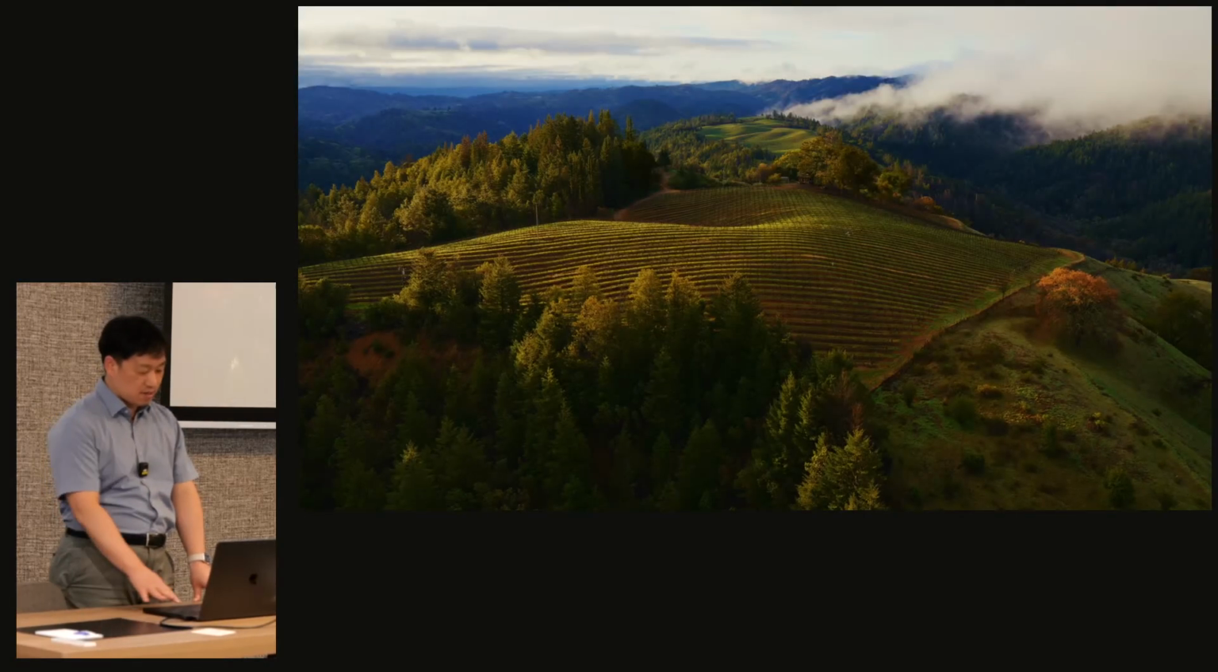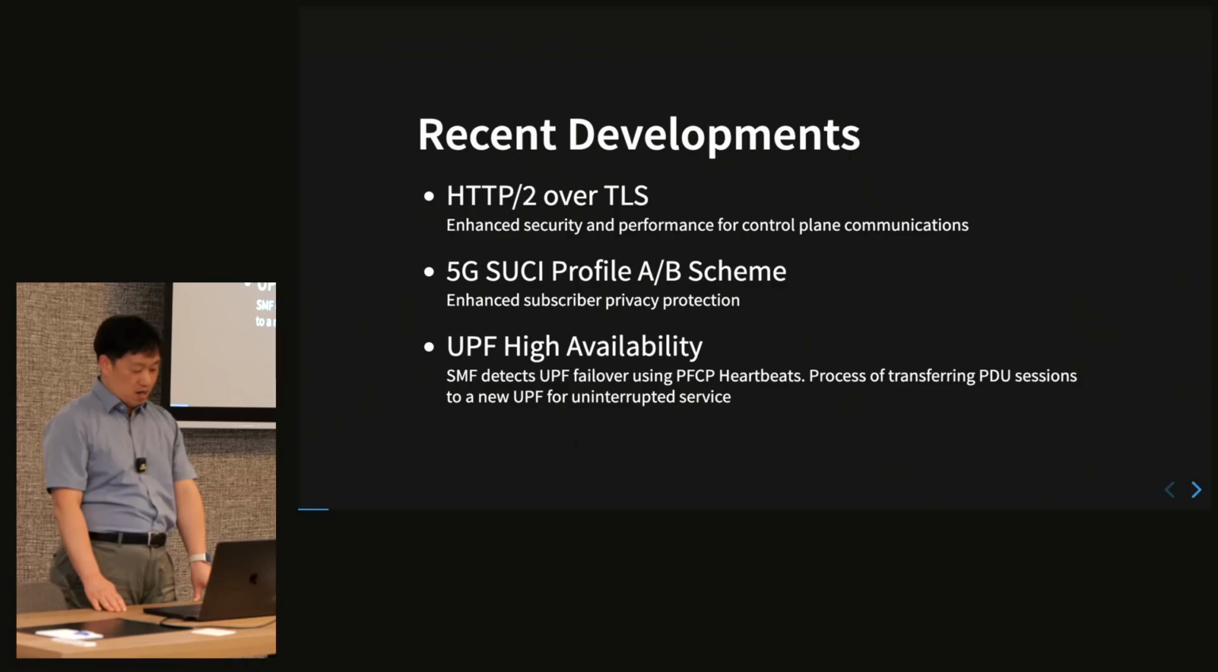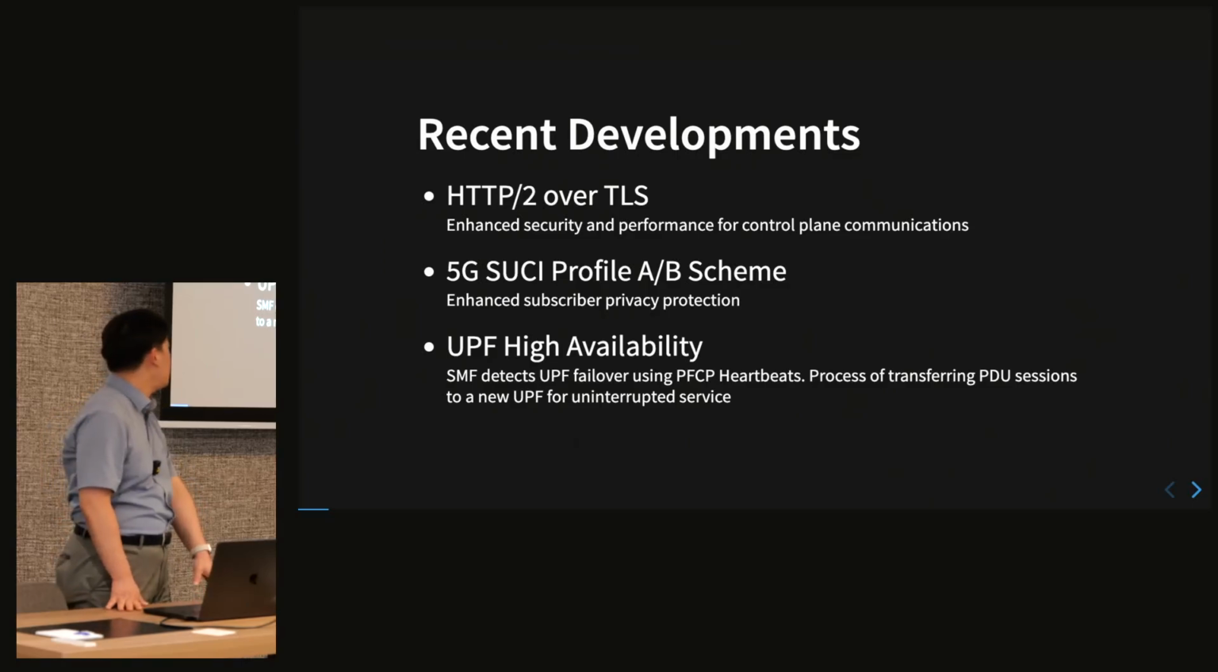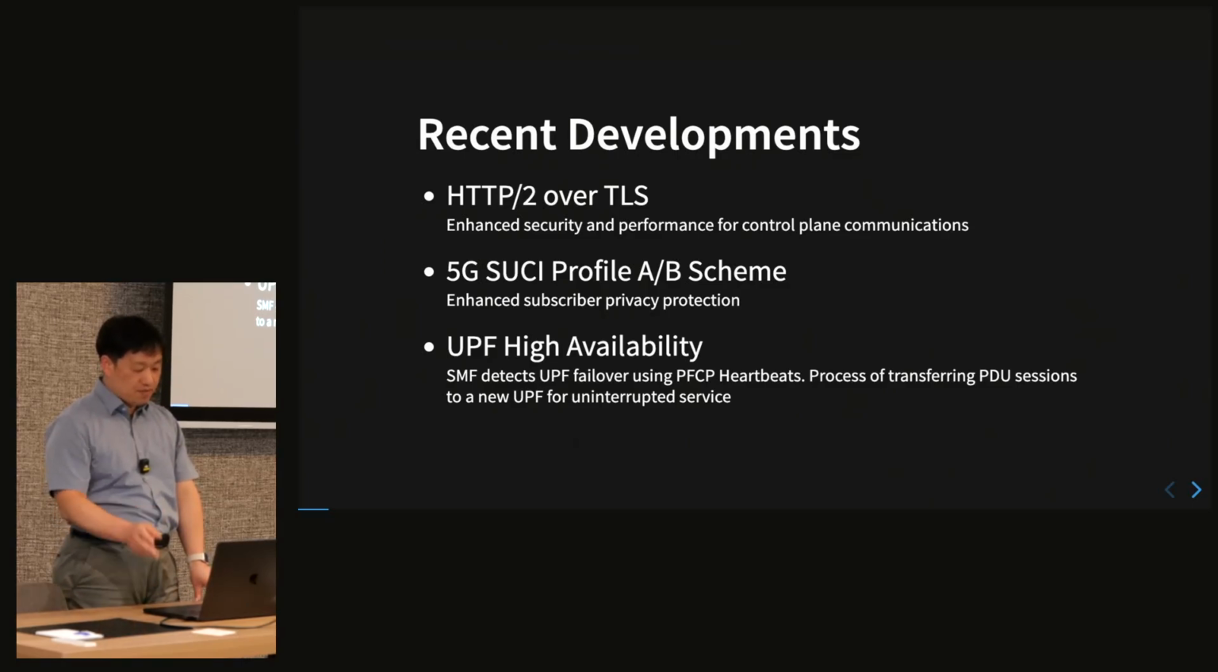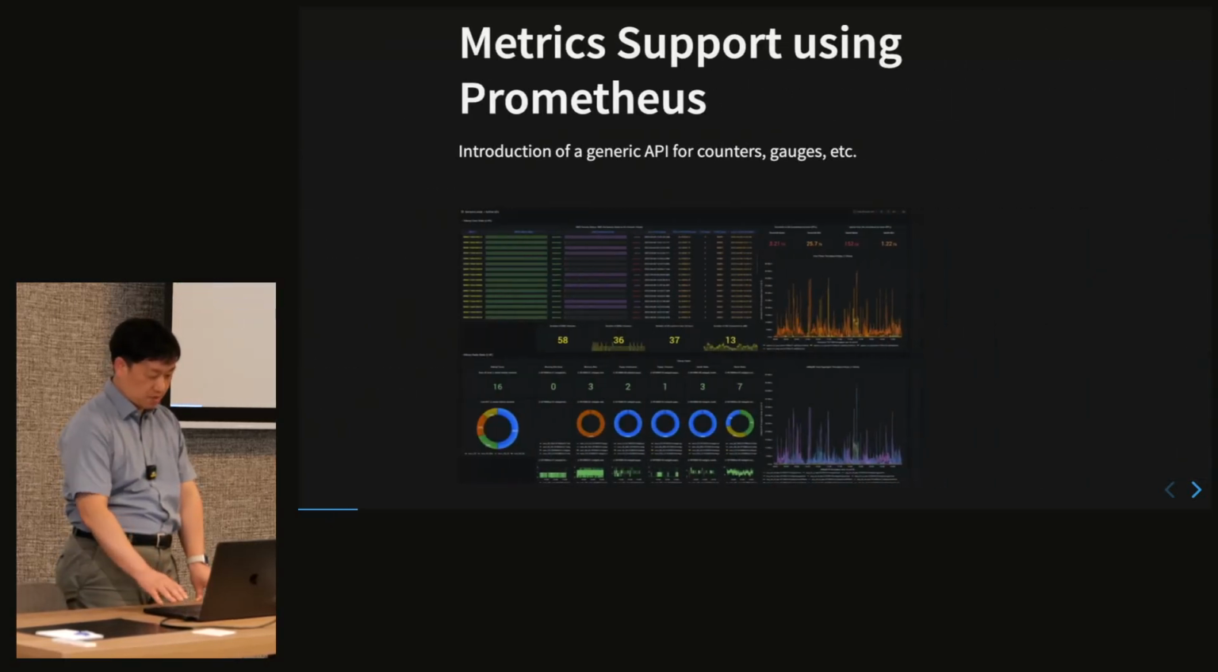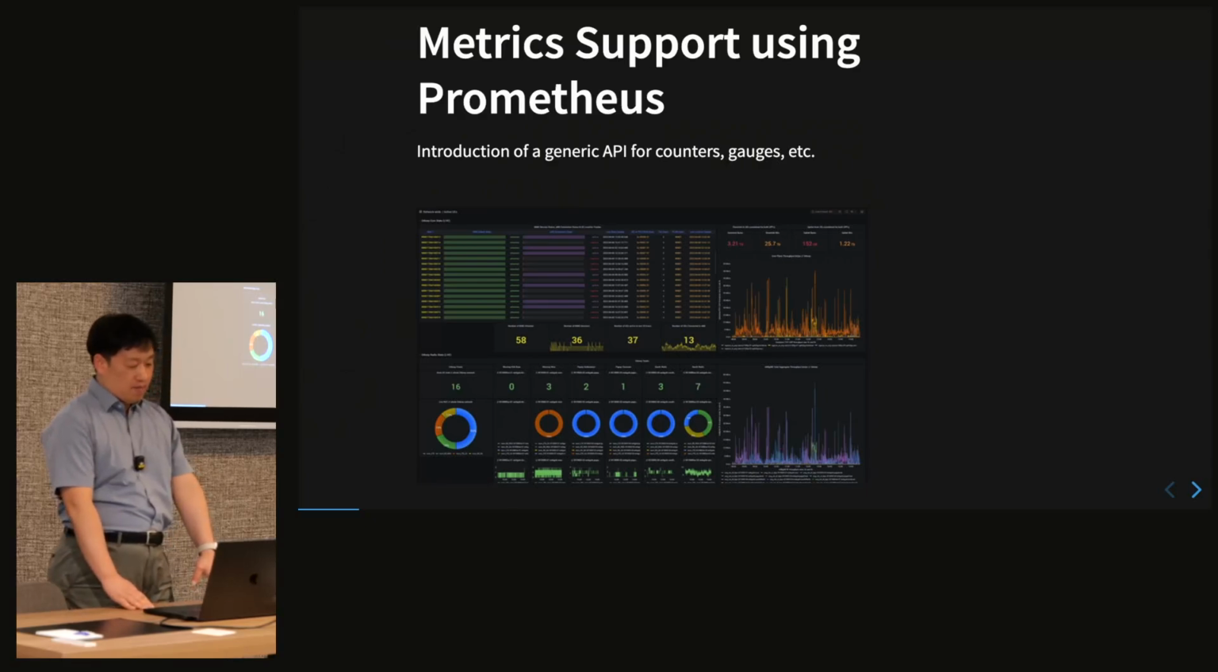So the next thing is UPF high availability. When two UPFs are associated with a single SMF, you can configure one UPF as redundant. So if the first UPF goes down, the second UPF ensures uninterrupted service delivery to the UE. Basically, this functionality was provided by Paul at OsmoDevCon.